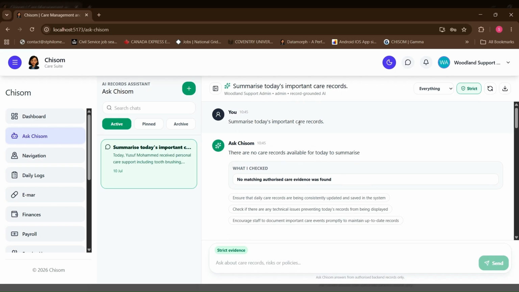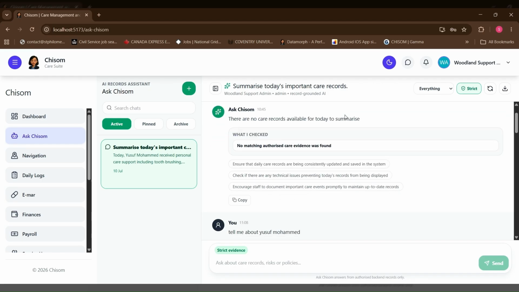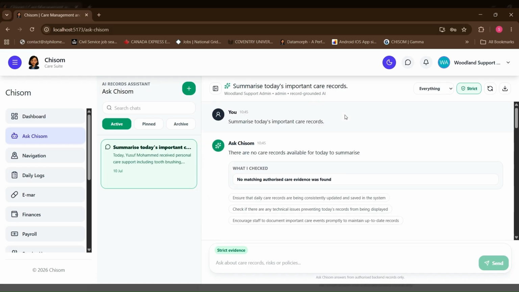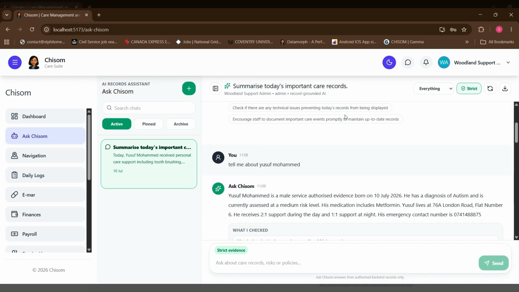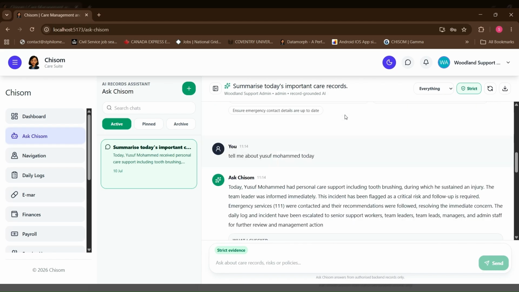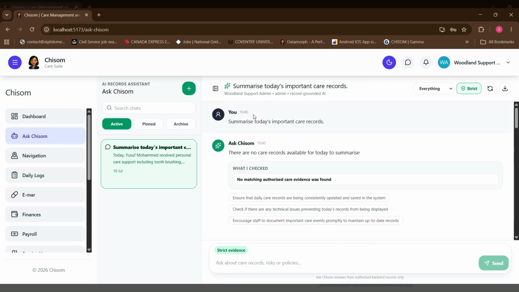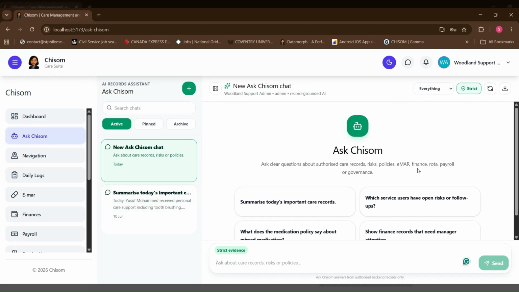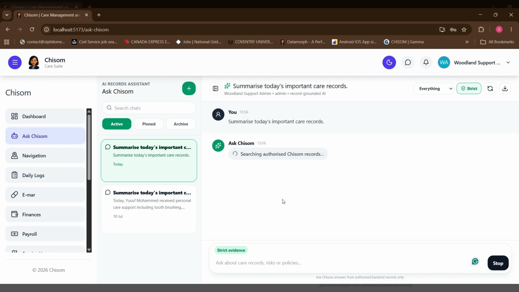So if you look at this, these are previous queries that I've sent into the system. So summarize today's important care records. So there is no care records available for today. So this was done previously, right? So now I need to add. I can actually create a new chart. So this is a new chart. So from here, if I click summarize today's important care records, let's see what it's gonna say.